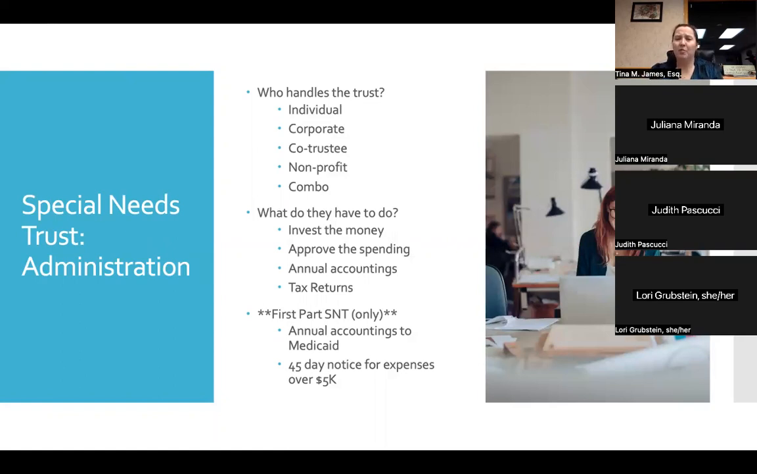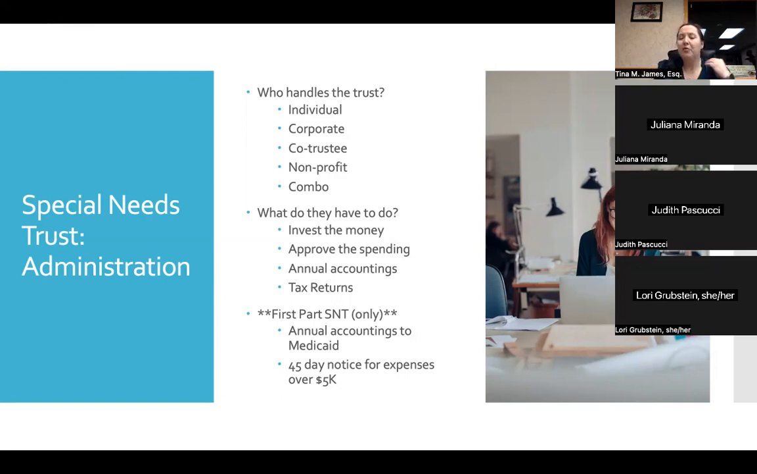Right, so we need a little bit of both, and sometimes you might not get that in one individual. You might have somebody in your family who's really good with the numbers, and somebody who knows your child very, very well. Right, in that case, you might want to think about co-trustees. So the trustee has to do things like invest the money, approve the spending, and there'll be an annual accounting once the trust is funded, and they'll do tax returns.